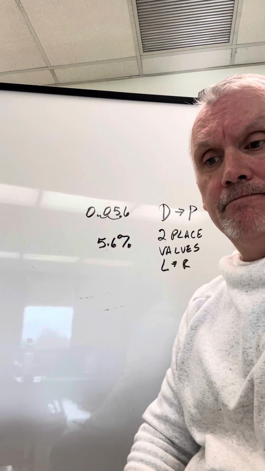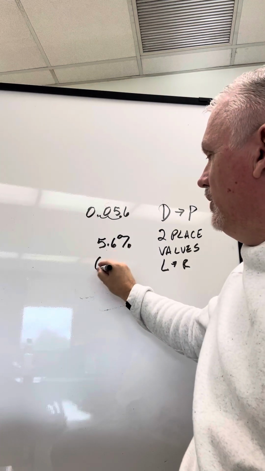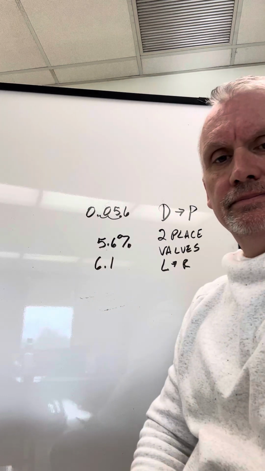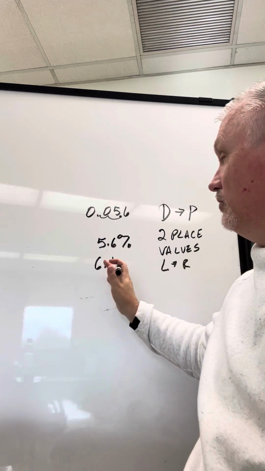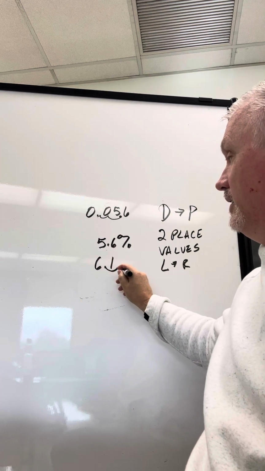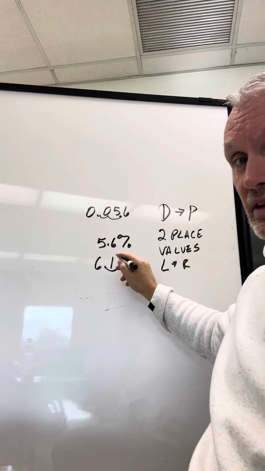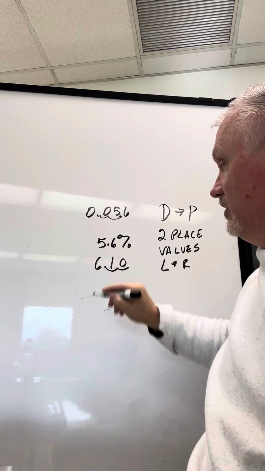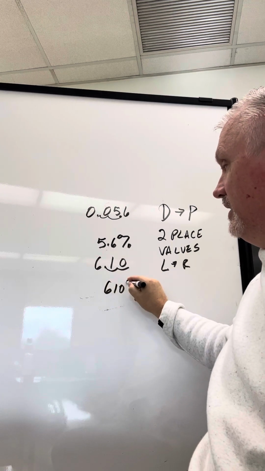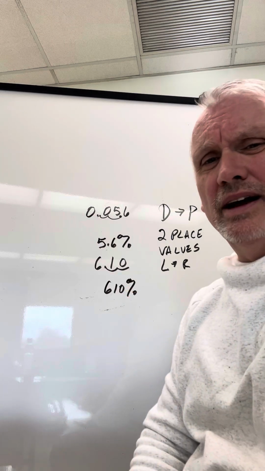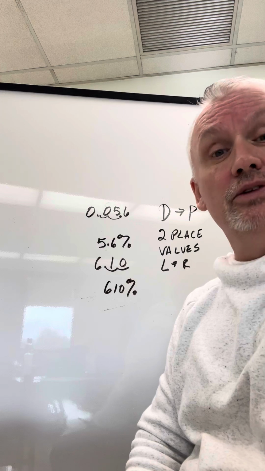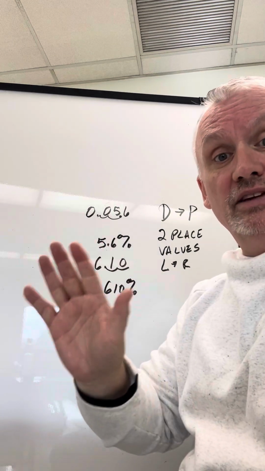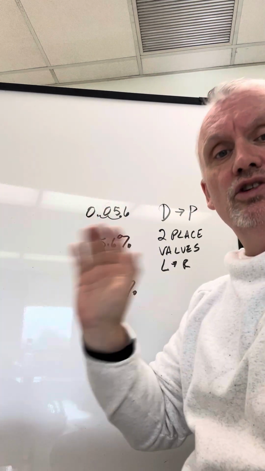Okay. What if I gave you 6.1? Locate the decimal. Move this decimal 2 to the right. 1, 2. Notice there's something missing there. So fill it in with a 0. 610%. And don't be fooled by saying, boy, that's a big percent. That's okay. Just follow the rules, moving that decimal 2 to the right.